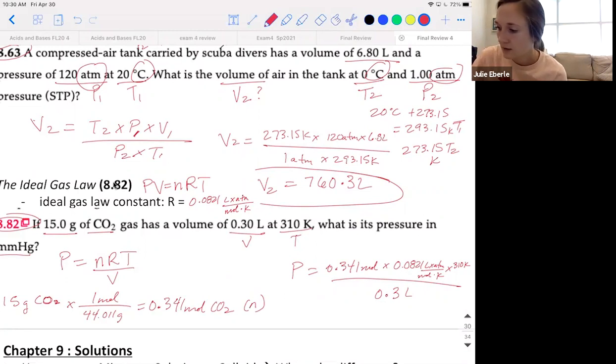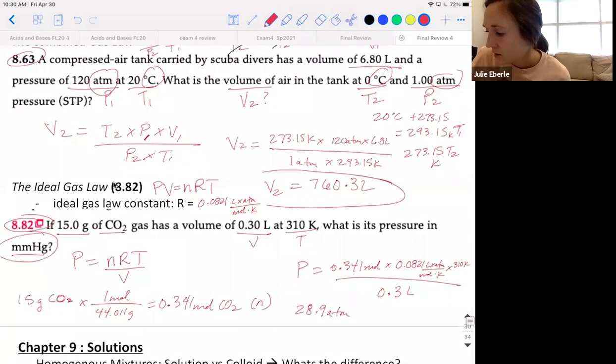So what we'll get is 28.9, and this will be atm, but the problem says, what is the pressure in millimeters mercury? So my last step here is I'm going to convert. I know that for every 1 atm, it's 760 millimeters of mercury. I'm going to write my answer down here. 21975, I'm rounding.